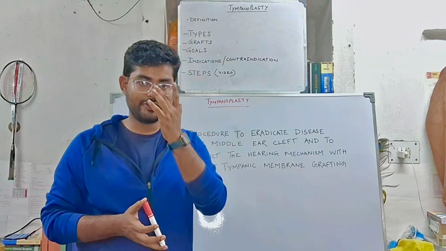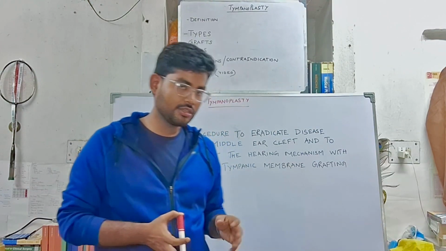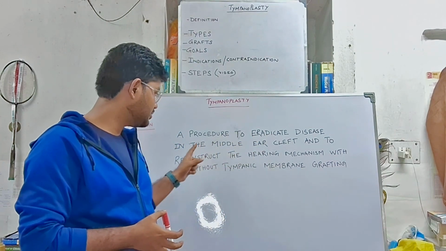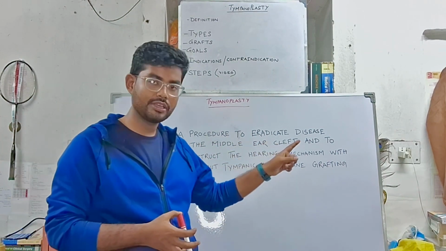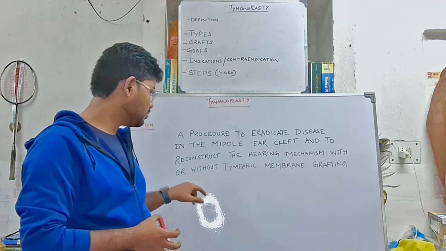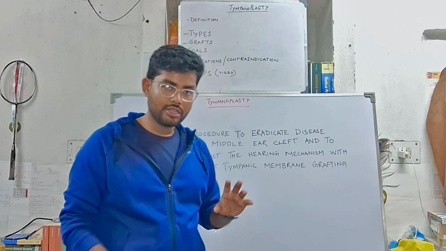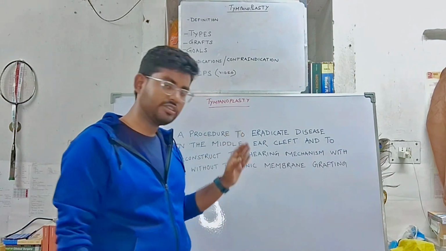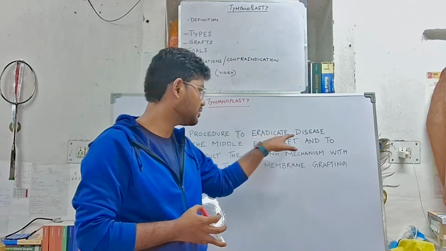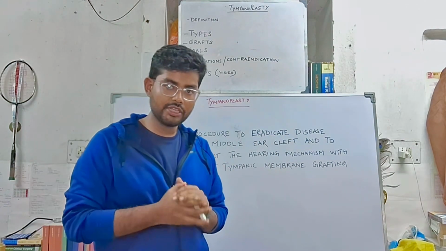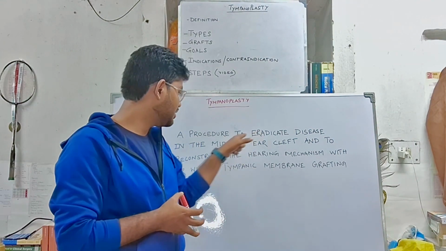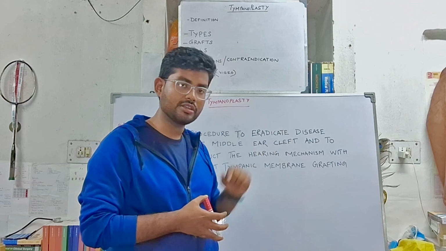So coming to the definition, what is tympanoplasty? Tympanoplasty is a procedure to eradicate disease in the middle ear cleft and to reconstruct the hearing mechanism with or without tympanic membrane grafting. Now the construction of the definition is very important here because eradication of disease has been mentioned first. So it is the primary goal of the surgery. You always have to mention eradication of disease first, then it is a reconstruction of the hearing mechanism.